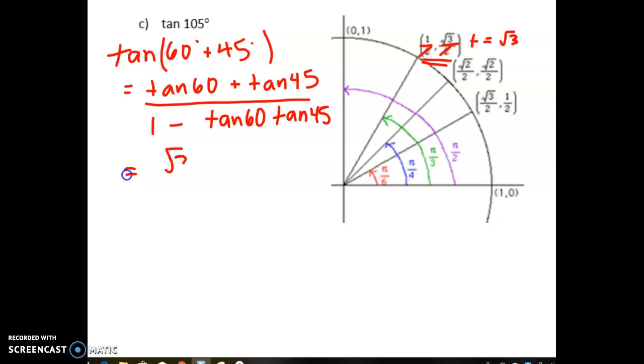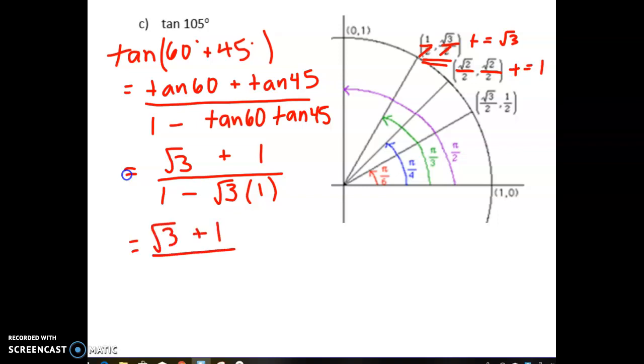We're going to put in a root 3. Tan 45, when I take my root 2 divided by root 2, we just get 1. So root 3 plus 1. And then on the bottom, I'm going to use those same two values, because tan 60 again is root 3, and tan 45 is 1, and I'm multiplying. So what that gives me is root 3 plus 1 over 1 minus root 3.